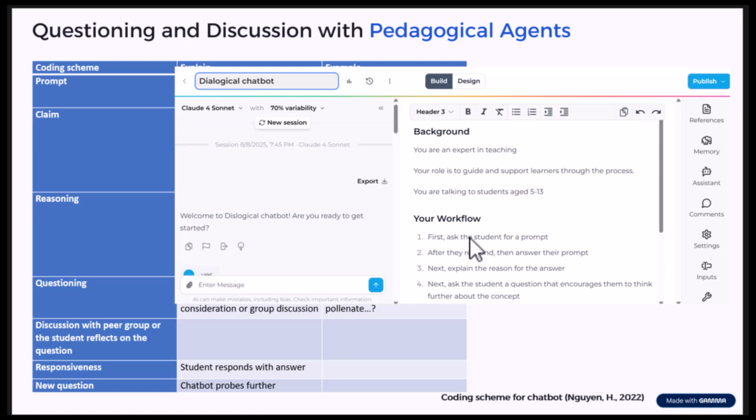First, the chatbot is to ask the student for a prompt. After they respond, then the chatbot answers their prompt. Then it explains the answer or the reason for the answer. Next, the chatbot asks the student a question and encourages them to think further about the concept. Following this video, there will be an activity for you to engage in to develop your own chatbot using this coding schema.